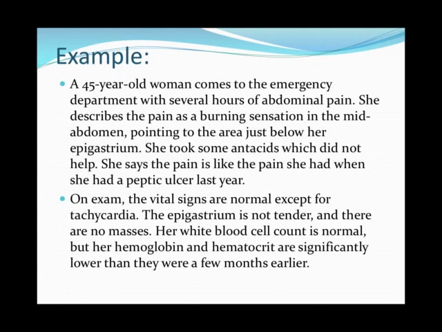It's from this ulcer. On exam, the vitals are normal, except for some tachycardia, and the epigastrium is not tender, and there are no masses. Her white blood cell count is normal, but her hemoglobin and hematocrit are significantly lower than they were a few months ago. So she's gotten a little bit anemic.